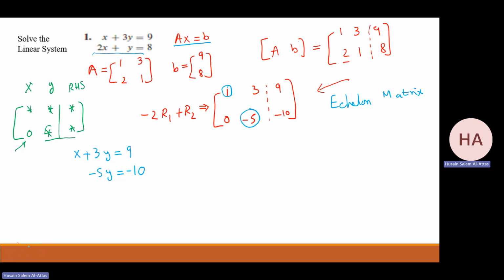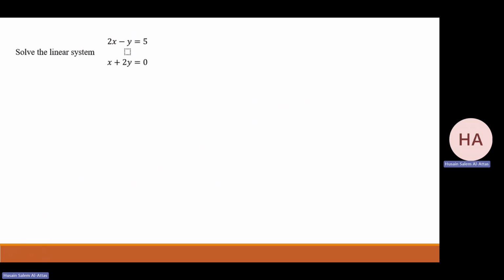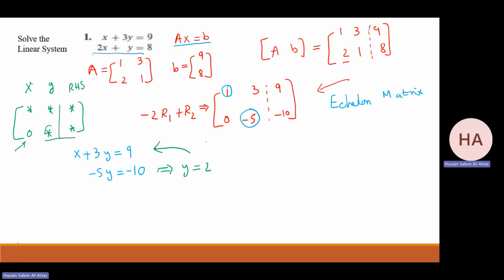I notice one thing. In the second equation, I can solve it right away. y equals 2. I can do back substitution to find x. What will that be? x will be what? 9 minus 6, which is 3. Can check. 3 plus 6, 9. 6 plus 2, 8, which is correct. So my solution: x equals 3 and y equals 2.